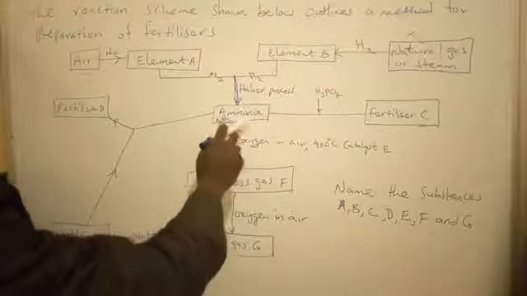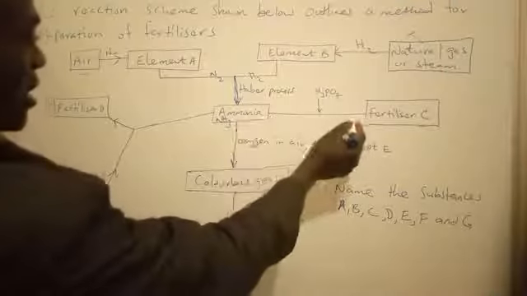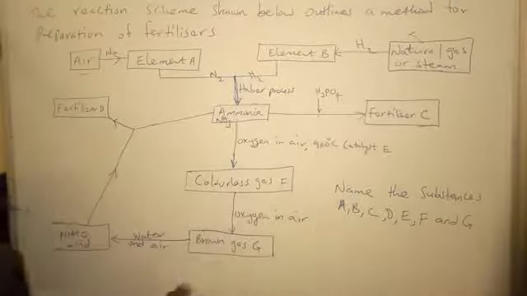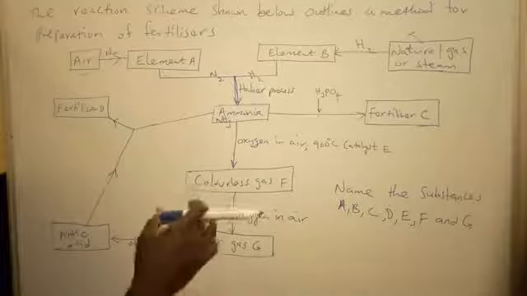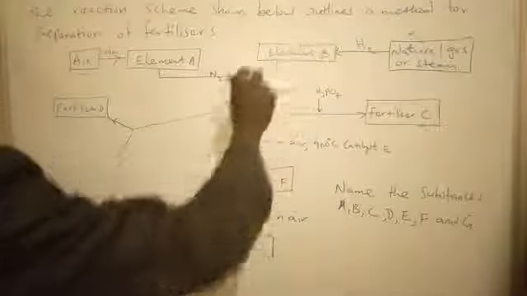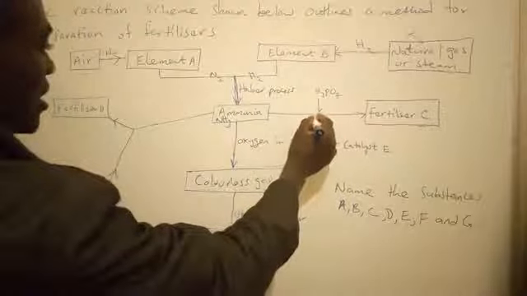So we are told this ammonia gas, when you take this direction heading to fertilizer C, before you get fertilizer C, just along the way something is added to this gas.